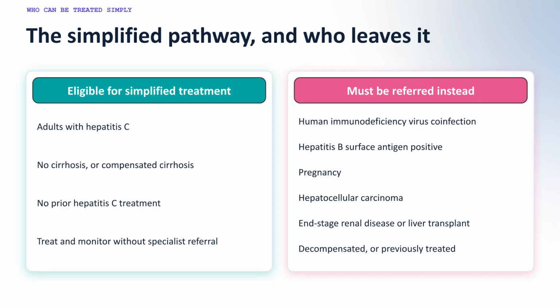Not everyone needs a specialist. The simplified pathway covers adults with hepatitis C who have no cirrhosis or compensated cirrhosis and who have never been treated before. Those patients can be treated and monitored in primary or general medical care. 6 groups leave that pathway. Human immunodeficiency virus co-infection, hepatitis B surface antigen positive, pregnancy, hepatocellular carcinoma, end-stage renal disease or liver transplant, and anyone decompensated or previously treated. Those go to gastroenterology.